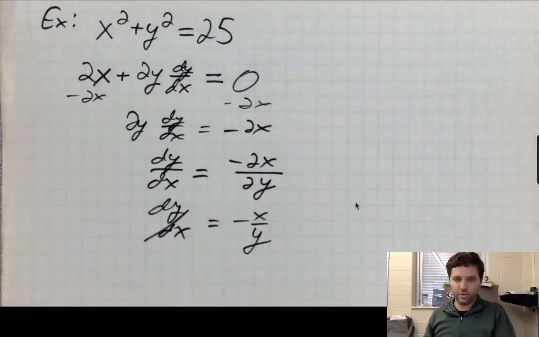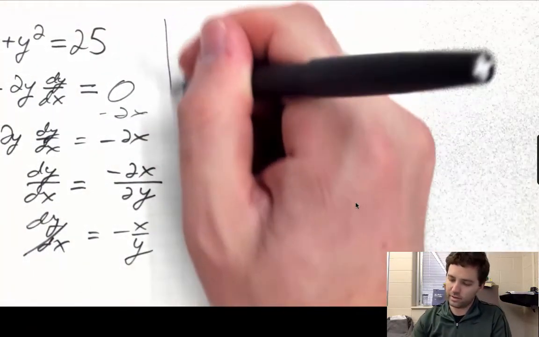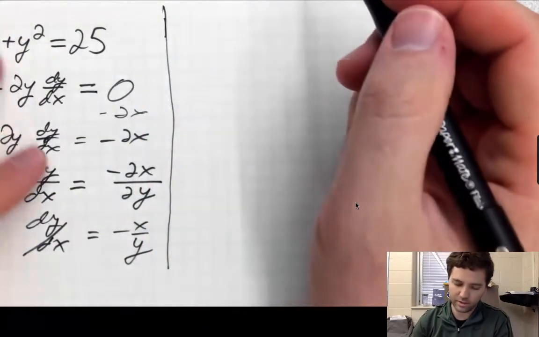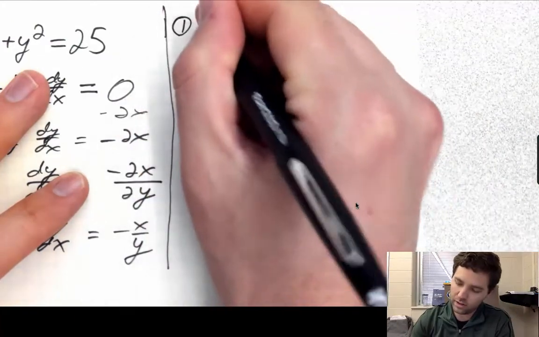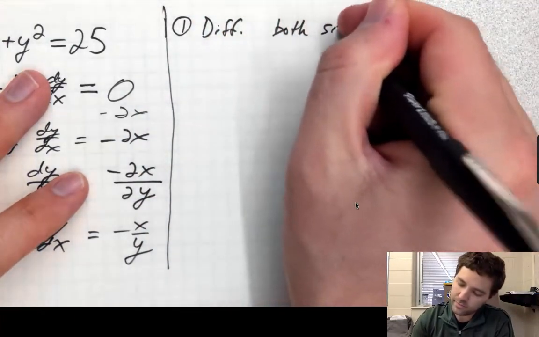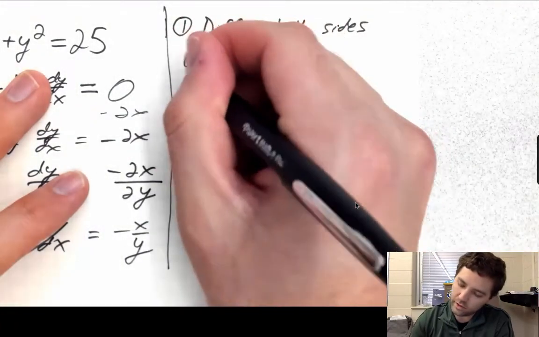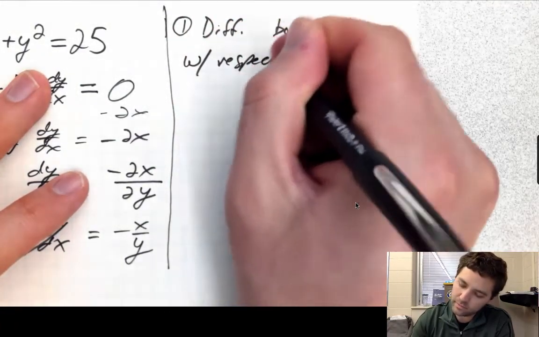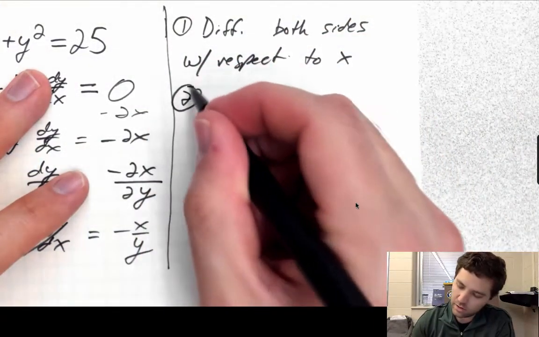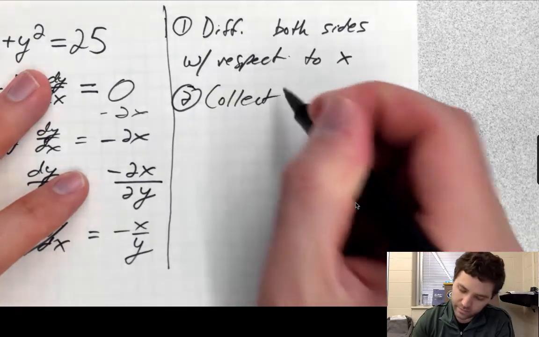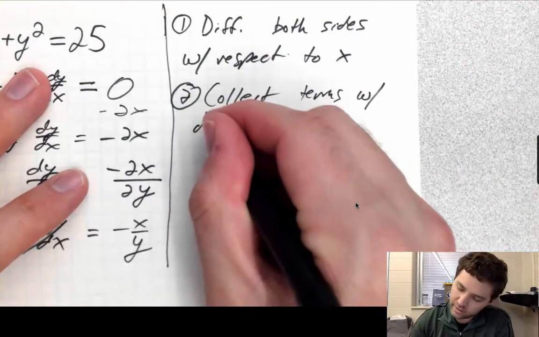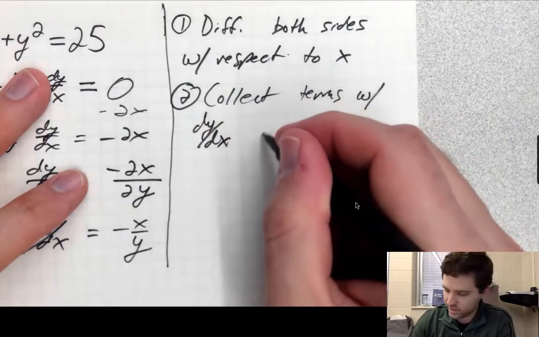And you know what? It might be worth putting this down right now. So here are the steps for implicit differentiation. Okay, 1, you differentiate both sides with respect to x. Step 2, collect terms with dy/dx to one side.